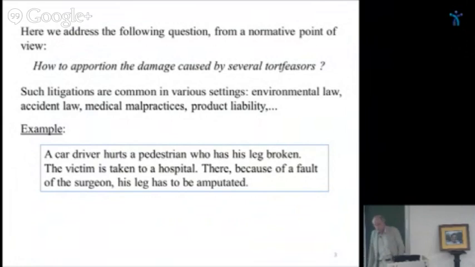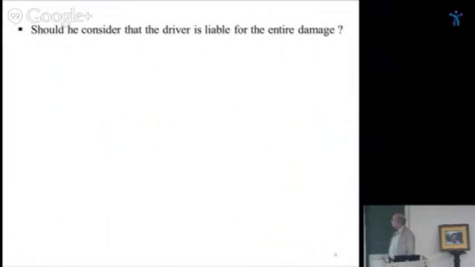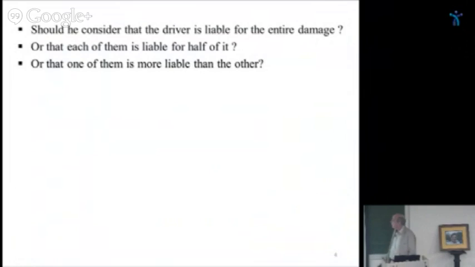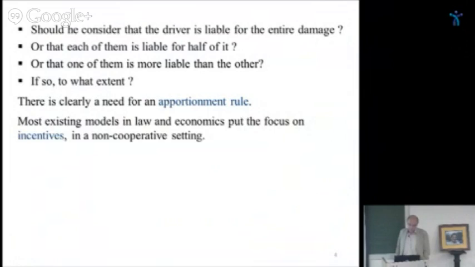So let's take an example. We have a car driver, there is an accident, the pedestrian has his leg broken. The victim is brought to the hospital and there is a fault by the surgeon and, I'm sorry, but the leg has to be amputated. So, how to determine the compensation that the victim is clearly entitled to? Should the judge consider that the driver is liable for the entire damage? Or should each of them pay half or cover half of it? Or that one of them is more liable than the others, but then to what extent? That is the simple and difficult question that we look at in this framework.